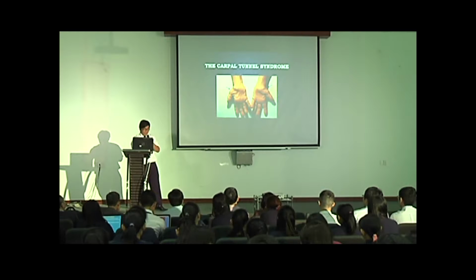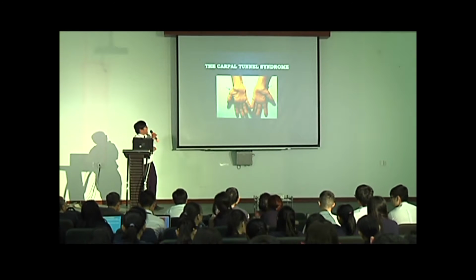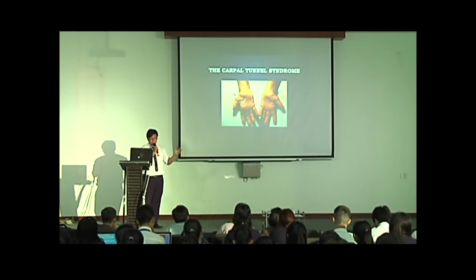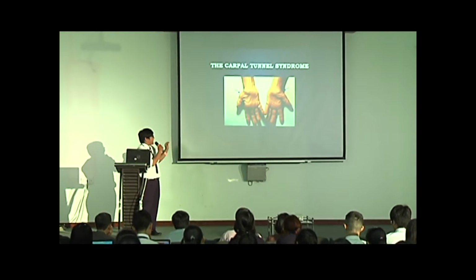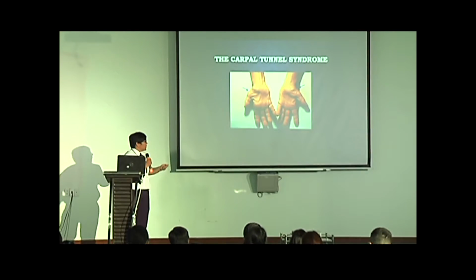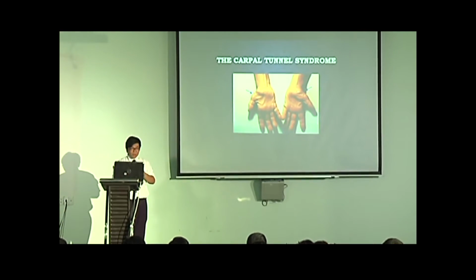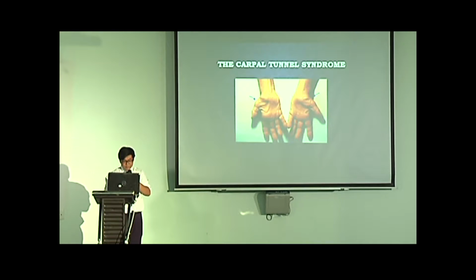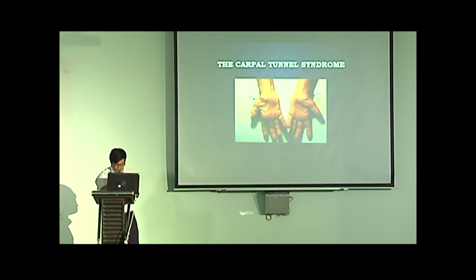As you can see in this picture, this is a patient that has this syndrome. You can see the muscle is shrunken. I'm sorry. This is the wasting of the muscles, by which you can diagnose carpal tunnel syndrome just by looking at the outside.